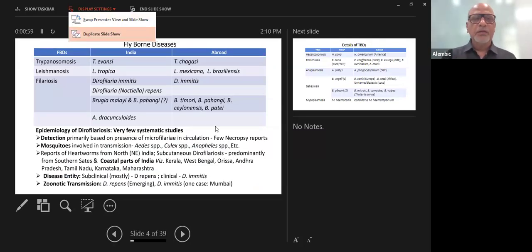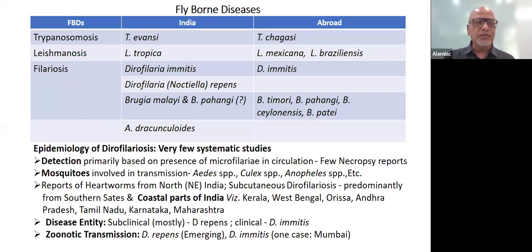So, in fly-borne infection, as I mentioned last time, trypanosomosis is very important, and we have discussed its epidemiology along with other tick-borne infections. Leishmania is restricted to only one part of India, and the prevalence is also going down. So, we haven't discussed much about leishmaniosis.